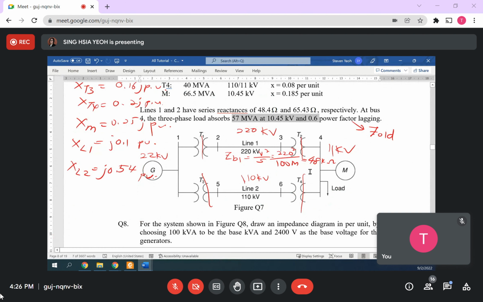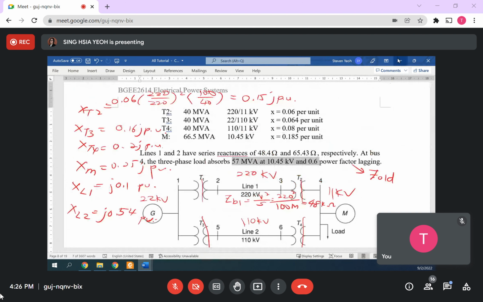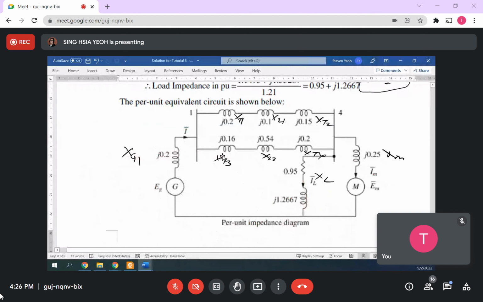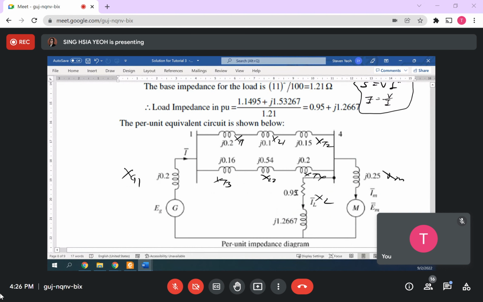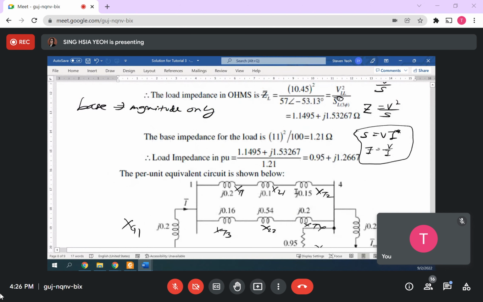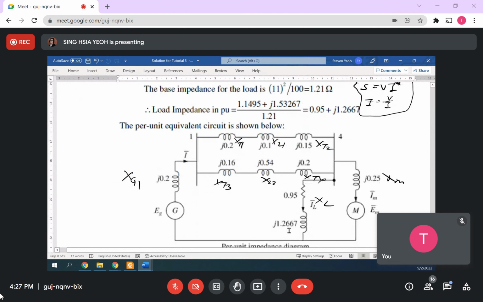Yes, that's why they have J. Unless, as I told you last time, it is with real and imaginary, like the load, you have real and imaginary. Other than that, we just put J per unit.